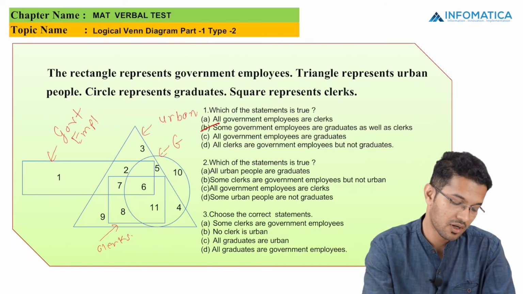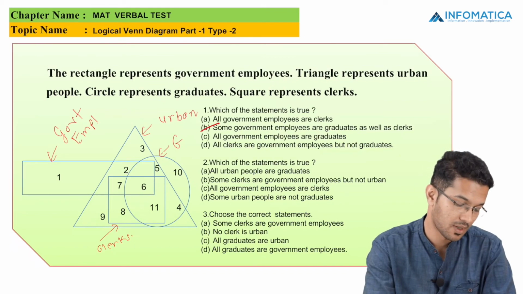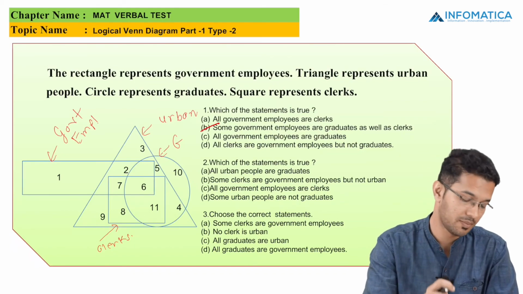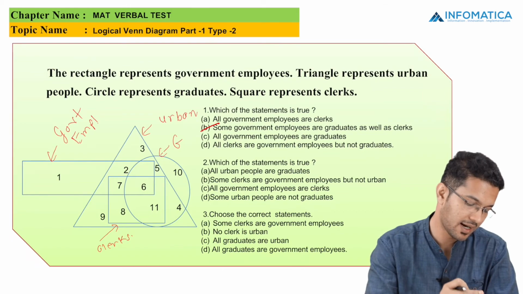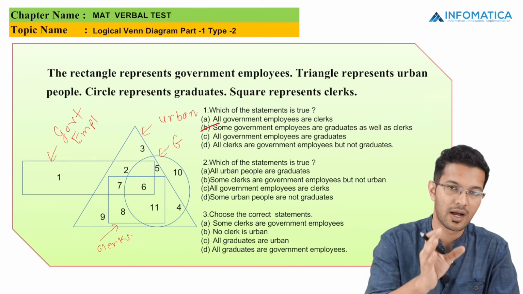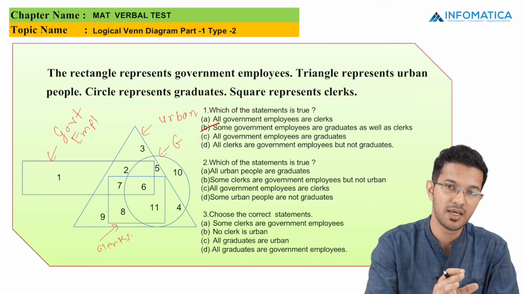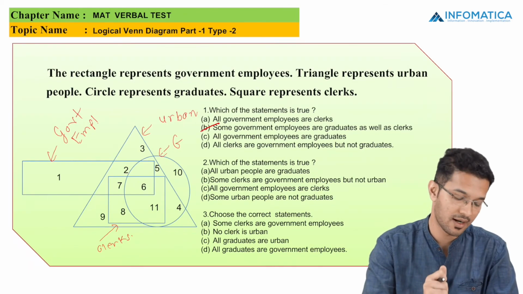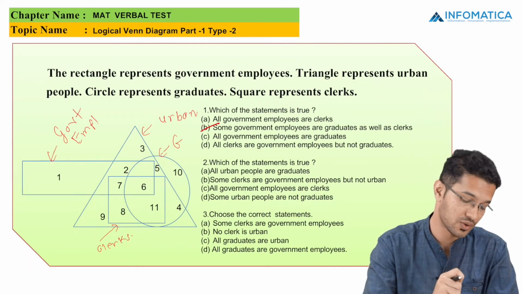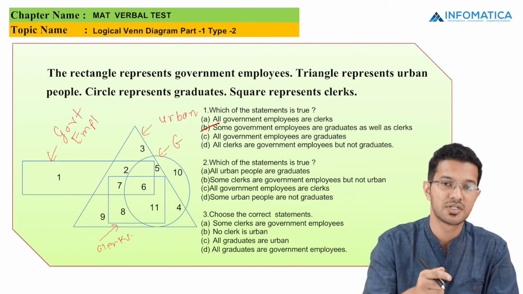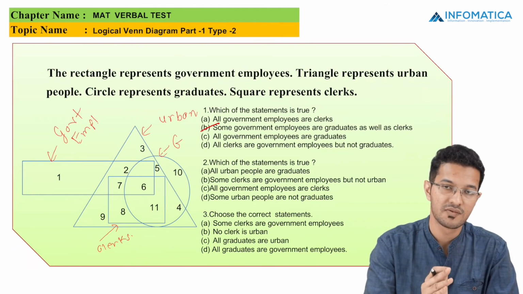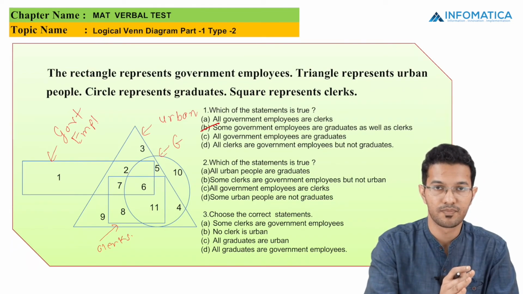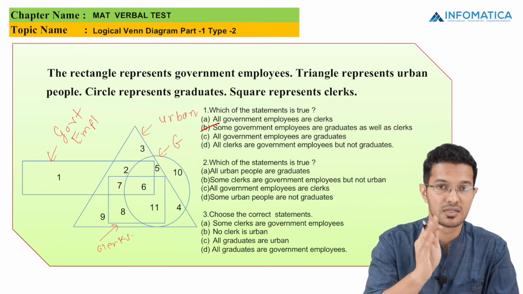It says that some urban people are not graduates. Now if we look at urban people is represented by 3, 2, 5, 7, 6, 9, 8, 11 and 4. Now I need these numbers which should be inside the triangle. They are definitely inside the triangle and are not graduates. Now I know that graduates is represented by a circle. Now I need some numbers which are inside the triangle but which are not inside the circle.